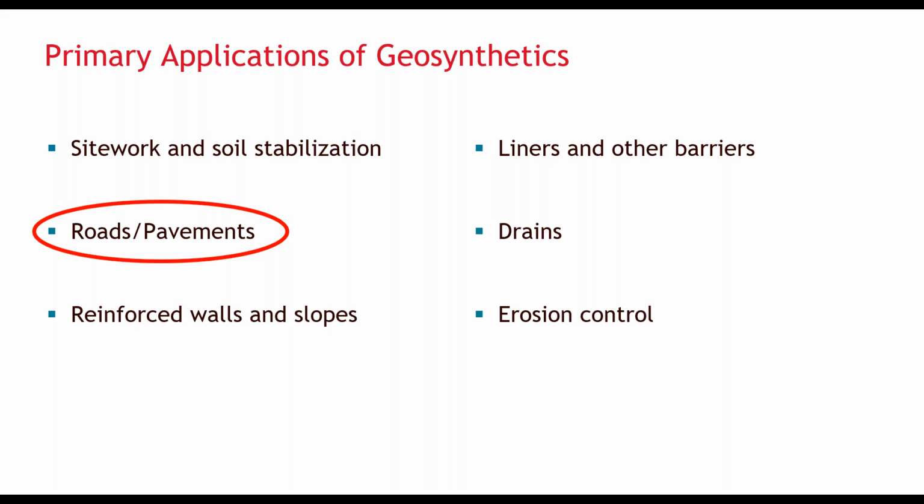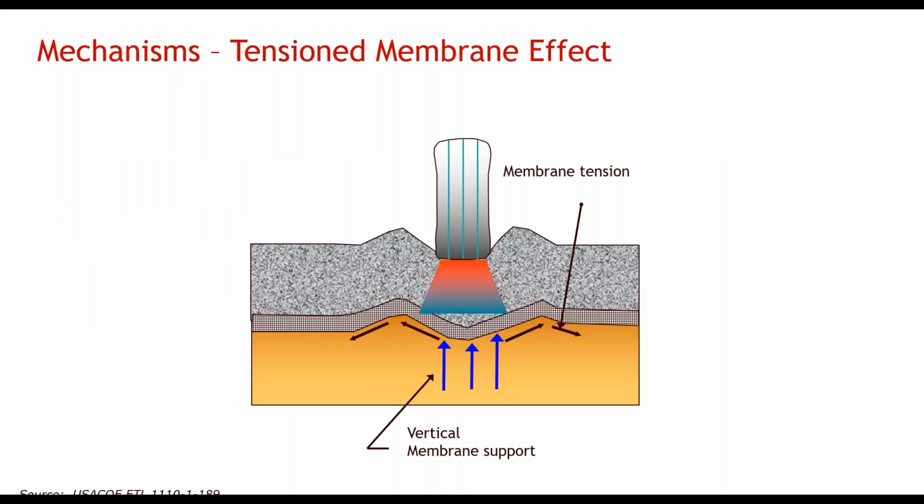The following diagrams from the Corps help describe each of the mechanisms. The tension to membrane effect is the first mechanism identified by the Corps. This mechanism applies primarily to geotextiles used over soft soils and has limited applicability to geogrids. When tension is introduced in the plane of the material, either by stretching and anchoring it or due to rutting as shown here, it creates vertical support for the layer above.